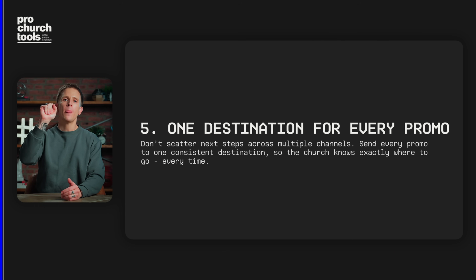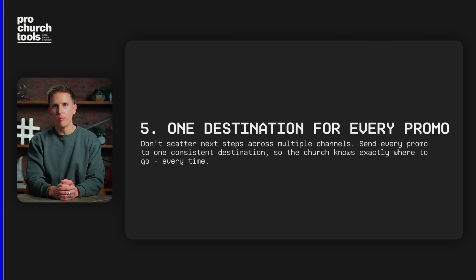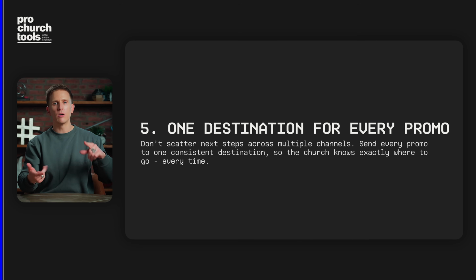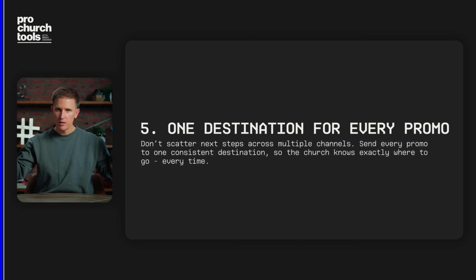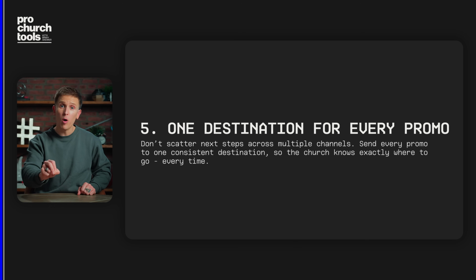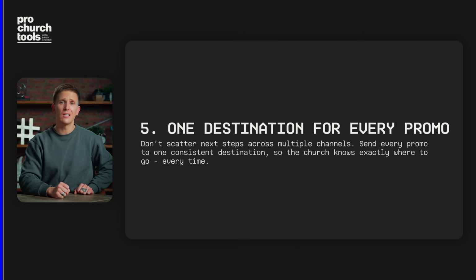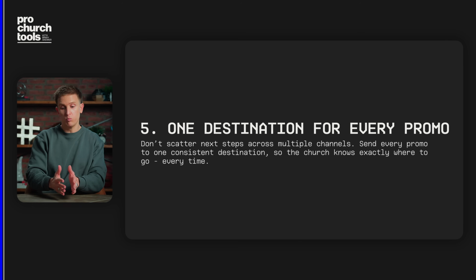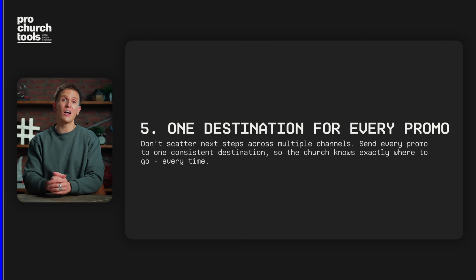And we'll talk about exactly how to do this practically in building block 6. Rule 5, one destination for every promo. Do not scatter your next steps across multiple channels. Call the church, email the leader, talk to the pastor, download the app, check the bulletin. 5 different directions, 0 clarity. Send every promo to one consistent destination. Every time, the same one. And we'll build that destination in building block 7.